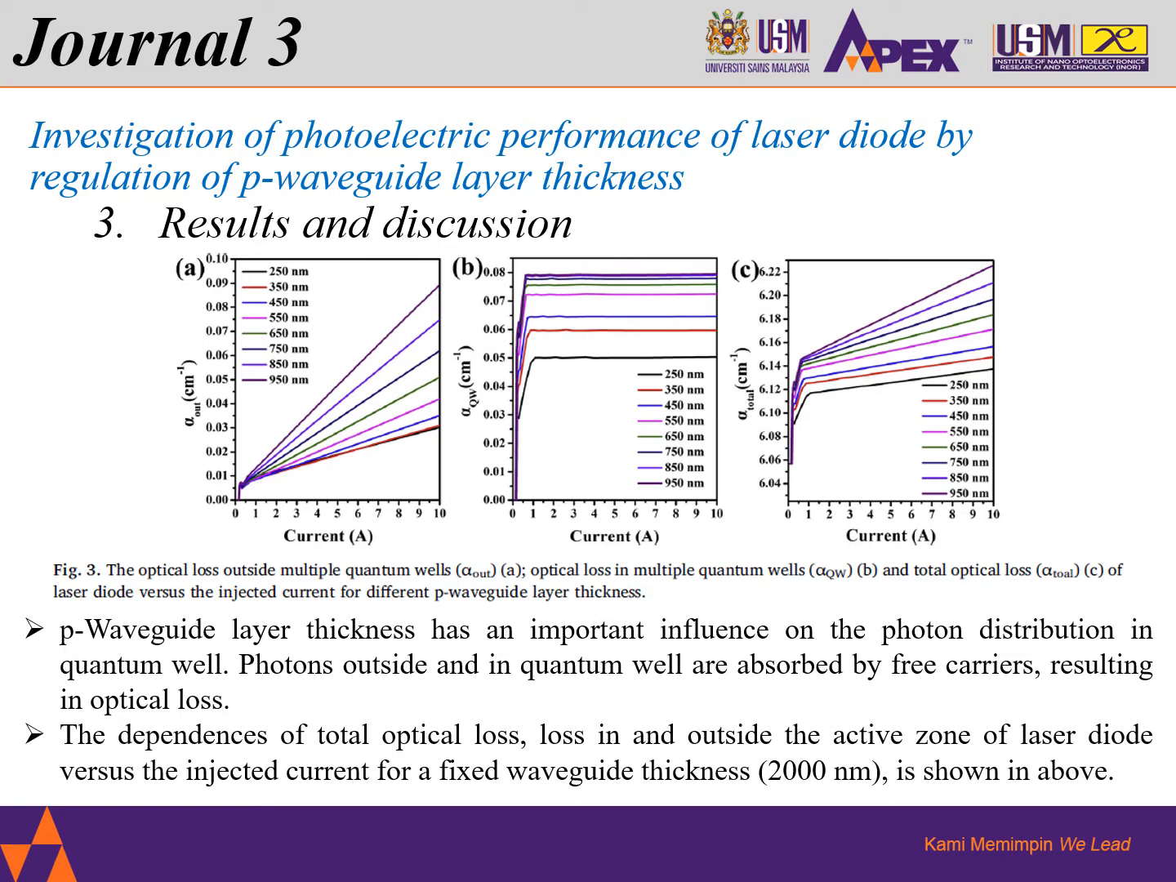So this is the optical loss interaction with the P waveguide layer thickness. As you can see, when the layer thickness goes thinner, the optical loss will be lesser. So the layer thickness is very important to influence the photon distribution in quantum well. When photons outside and in the quantum well are absorbed by free carriers, it will result in optical loss.